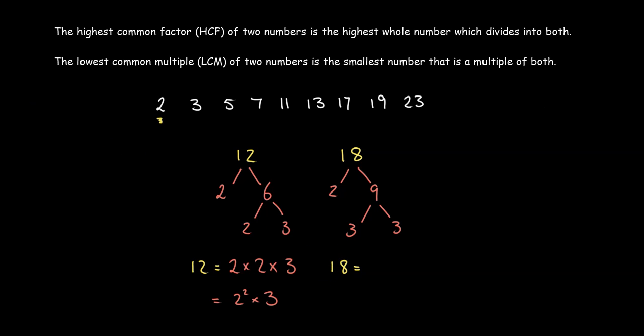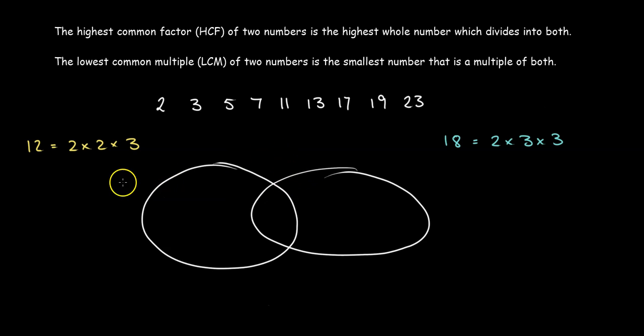So 18 is going to be equal to 2 times 3 times 3. And obviously I can write that as 2 times 3 squared. So I've broken 12 and 18 down into their prime factors. So what we're going to do now is use those and fill in a Venn diagram. This left-hand circle is going to represent all of the prime factors of 12, and this right-hand circle is going to represent all of the prime factors of 18.